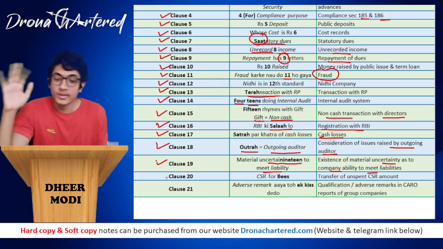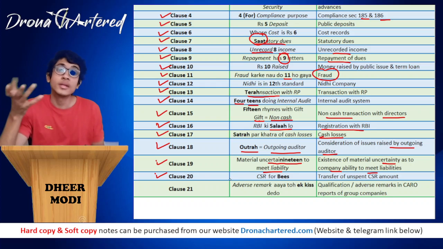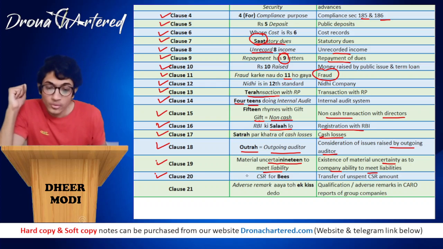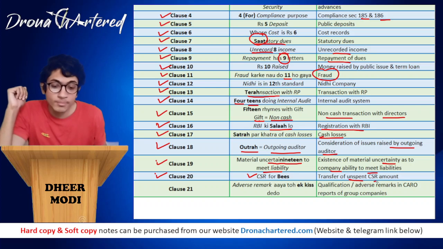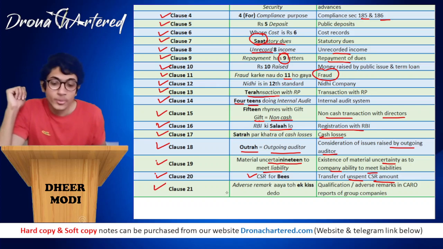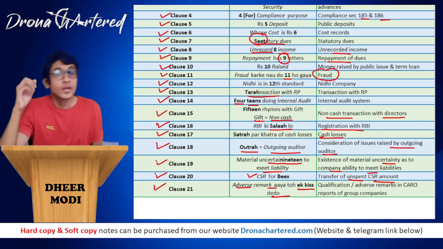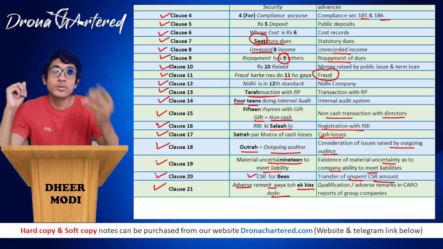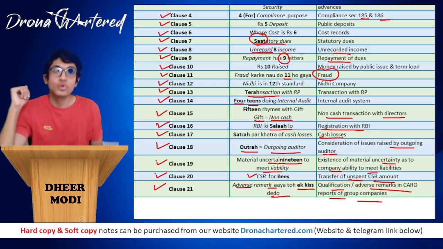Just your last 2 clauses and we'll finish this video. That is your clause 20. Clause 20 is, in Hindi you say it as bees, so CSR you are doing for the bees. Bees are very important for us. So transfer of unspent CSR amount. This CSR activity you are doing for the bees. And clause 21 is adverse remark aaya toh ek kiss de do. If the report comes adverse, give a kiss. So that is your clause number 21: qualifications or adverse remarks in CARO reports of group companies.